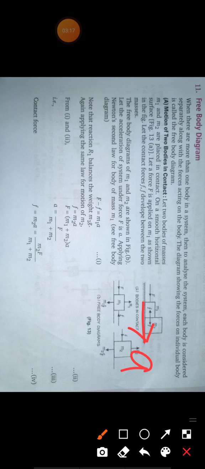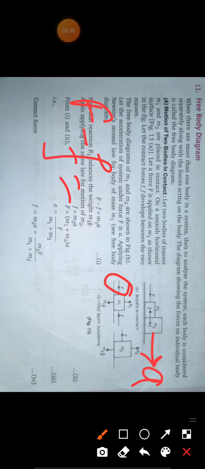Now first tell me which force is greater, this capital F or this small f? Obviously this capital F, the external force, is greater. Why? Because ultimately this body is moving in the positive x direction. So that means this external force F is greater than small f. So you can write that F minus f is equal to net force, which is equal to mass into acceleration. The mass of the body is m1, acceleration is a. Why minus? Because this capital F and small f are acting in opposite directions. So this is our first equation: F minus f is equal to m1 into a.